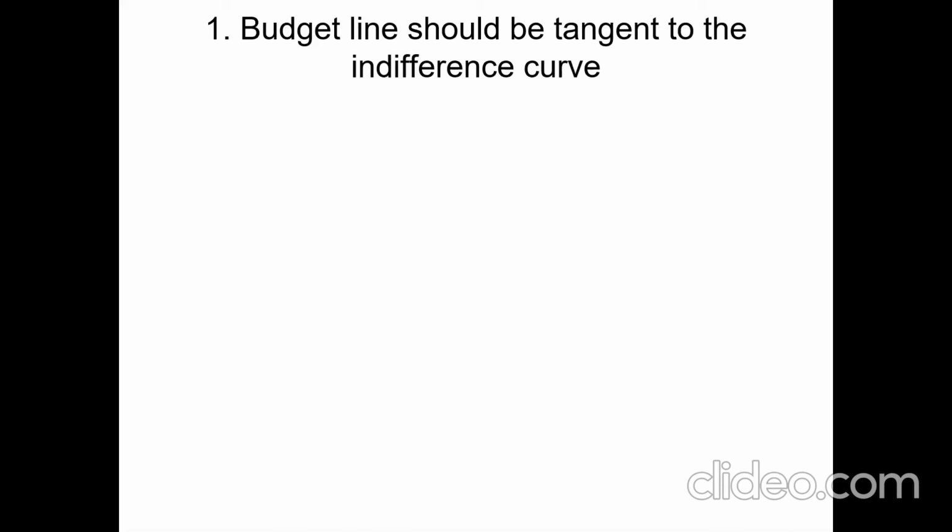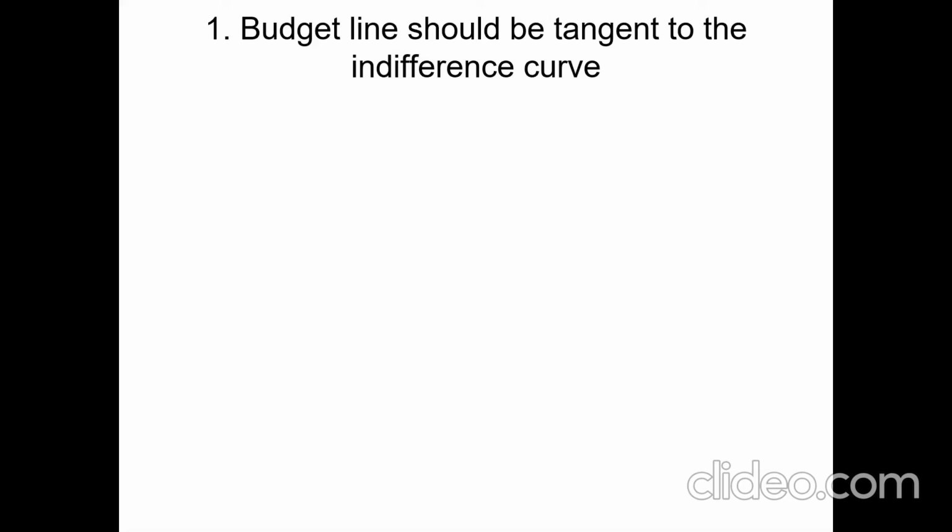Now, what are the conditions of consumer equilibrium? The very first condition is that the budget line should be tangent to the indifference curve. Let's understand it slowly. Just remember that the budget line should be tangent to the indifference curve, which means the indifference curve should touch the budget line. The point where the indifference curve touches the budget line will be the point of consumer equilibrium. Now let's find out how.